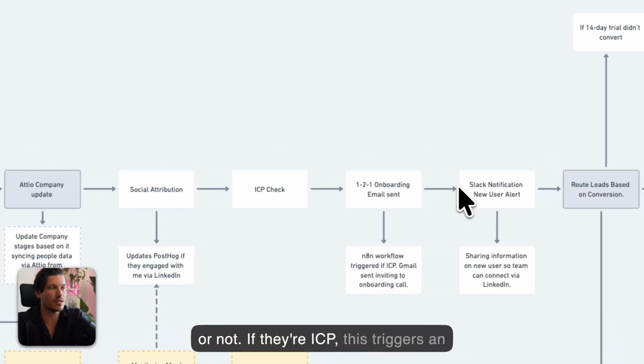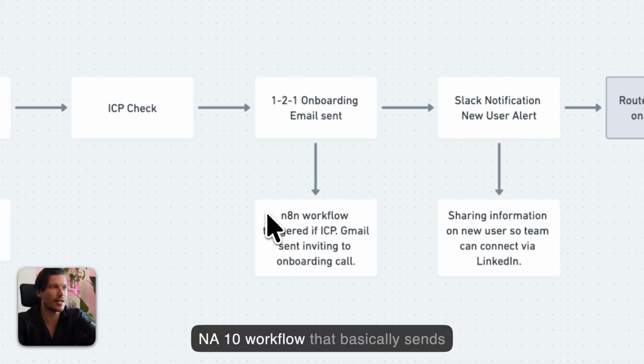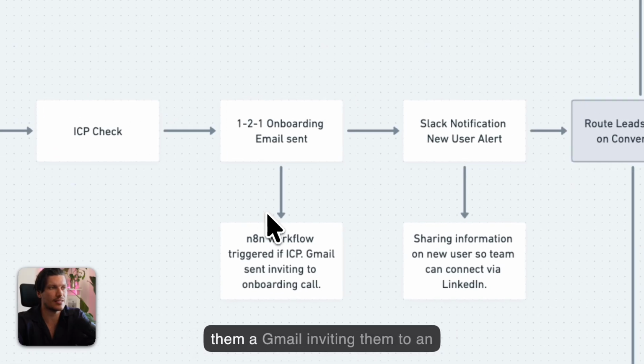If they're ICP, this triggers an n8n workflow that basically sends them a Gmail inviting them to an onboarding call. And we also get a Slack notification saying, hey, a new user's signed up.